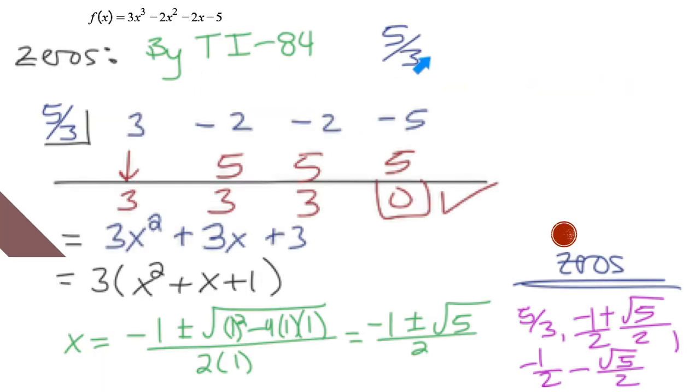If you used the TI-84, you should find that 5/3, because we're going up by 5 thirds, is the biggest number here. So if it was 9, it would be up by 9ths. If it was a 10, we'd go up by 10ths. That'll help us find what the 0 is.